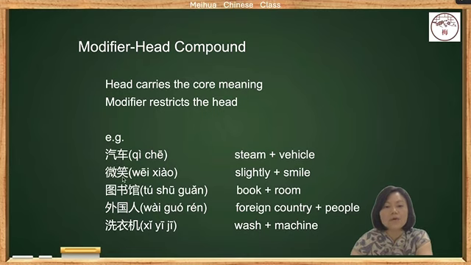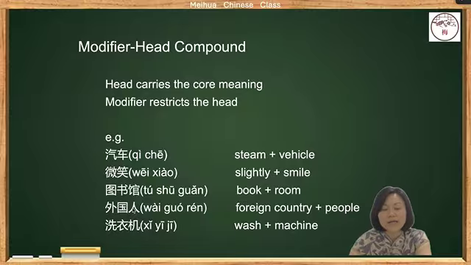The second one, 微笑. This is a verb. 微笑 means smile. The head, or the core, is 笑, smile. It's a verb. 微 means slightly, slightly smile. 图书馆, 图书馆. 图书 means book. 馆 means a room. Book plus room. So it means a room that stores books, right? And we can see the modifier always comes first, before the head.